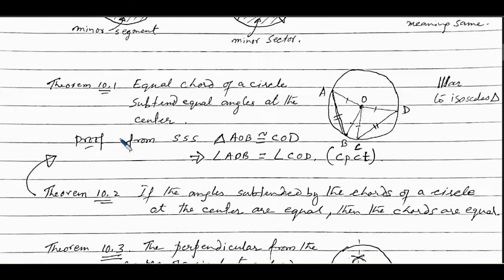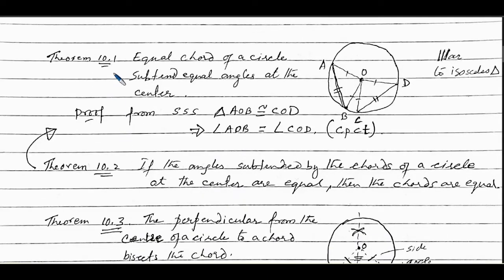Theorem 10.1. So we go to the theorem now, 10.1. Equal chords of a circle. AB is a chord, CD is a chord, and they are of the same length. AB is equal to CD, so I have put 2 dashes. And this radius is the same as this radius, so these are all similar, 1 dash. Equal chords of a circle subtend equal angles at the center.